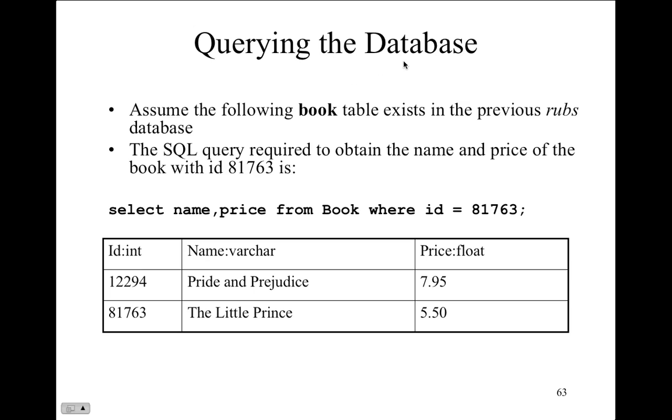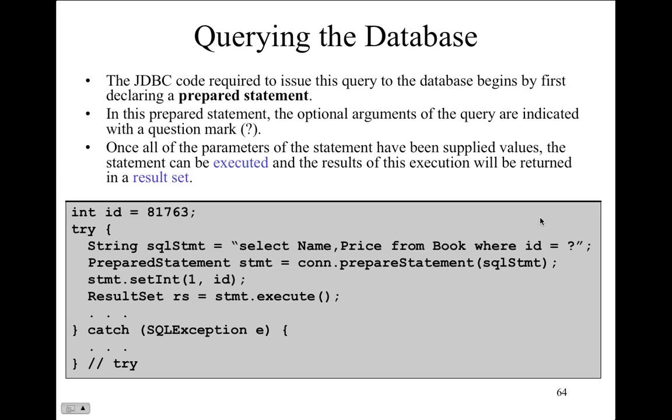Now, querying the database through an SQL query, assuming that the following book table exists. This is the book table from the previous example. We're going to run a query that checks for the price of the book with an ID of 81. This is just to refresh your memory. The example is going to run this particular query: select name, price from book where the ID matches. The query itself is going to be run on the database through the JDBC driver.